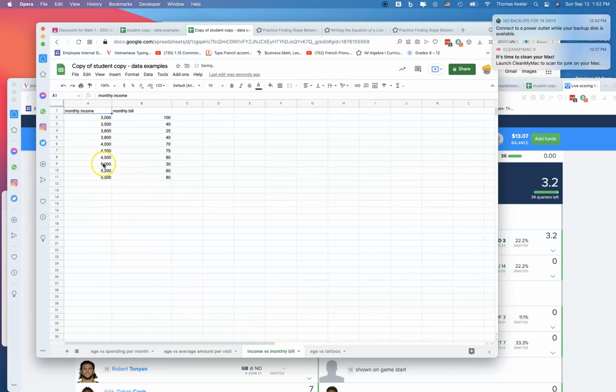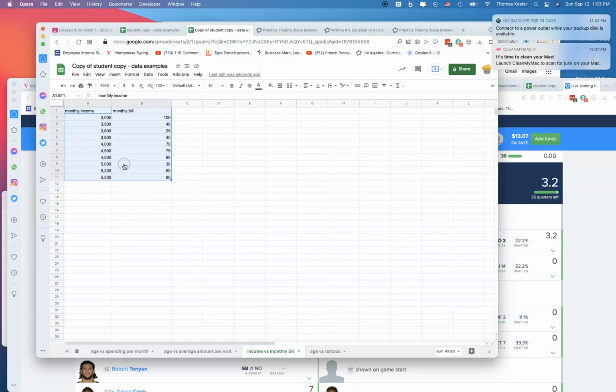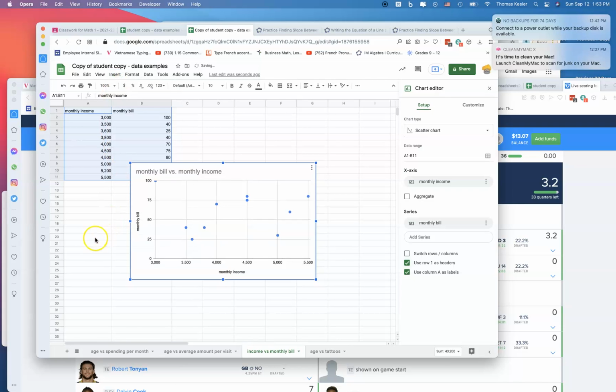Next we go to a theory that you might have, which is that, well, maybe people who have more income spend more money per month at my business. So we insert a chart, and our chart says, well, look at, here we have somebody who makes the least salary, $3,000 a month, but they're spending the most. And you could say, well, that's an outlier, but we see that the data is quite spread.